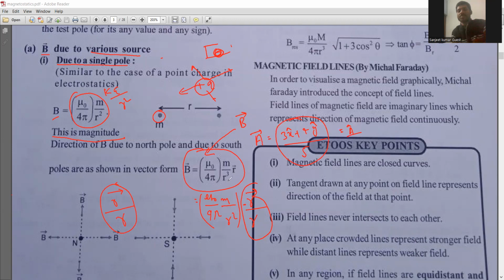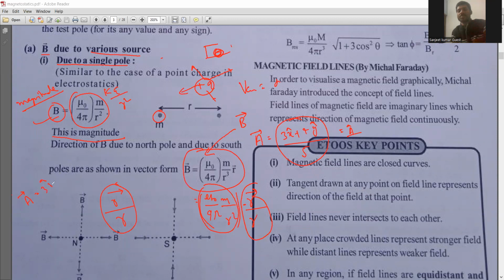So here you can see it is only the magnitude of magnetic field strength, but it is in vector form. Vector form means this is a scalar one, this is the magnitude, and this is the unit vector, that is the direction. We know a vector quantity means magnitude and direction. So if I write vector a equal to 3i cap.